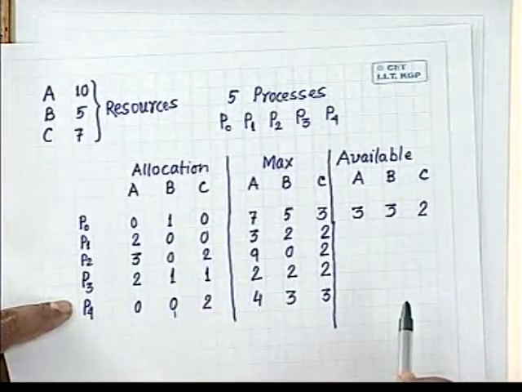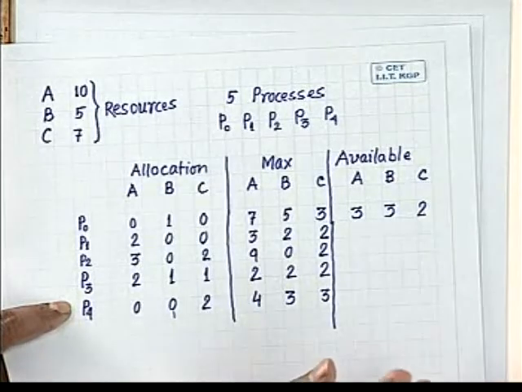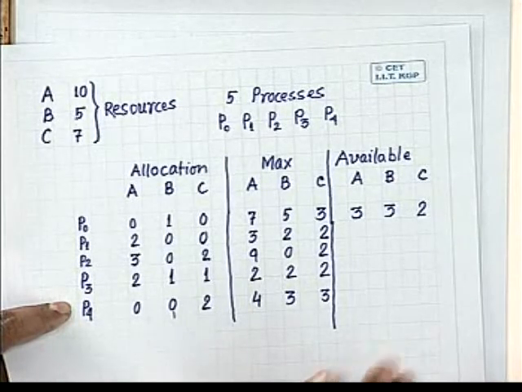Because it is a valid request, we have to see whether the request can be granted. For that, the first thing you have to do is check whether it is less than or equal to available. We have seen that the available vector in this case was 332. So 102 is less than or equal to 332. So the system is in a position to allocate these resources. So it has to check for safety.